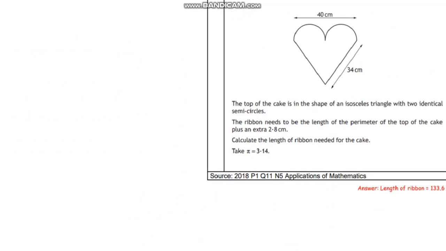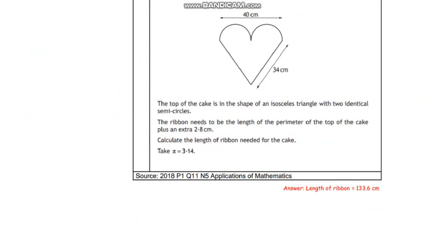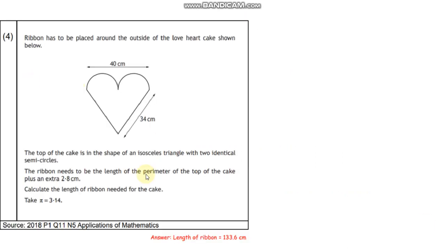Trying to go over a little bit. There we go, that's nice and neat. So the length of ribbon needed for the cake. So ribbon's placed around the outside of the love heart. So we're going all the way around, right? The top of the cake is semicircles. Okay, so I'm just going to draw a wee line just to let me see what's going on there.